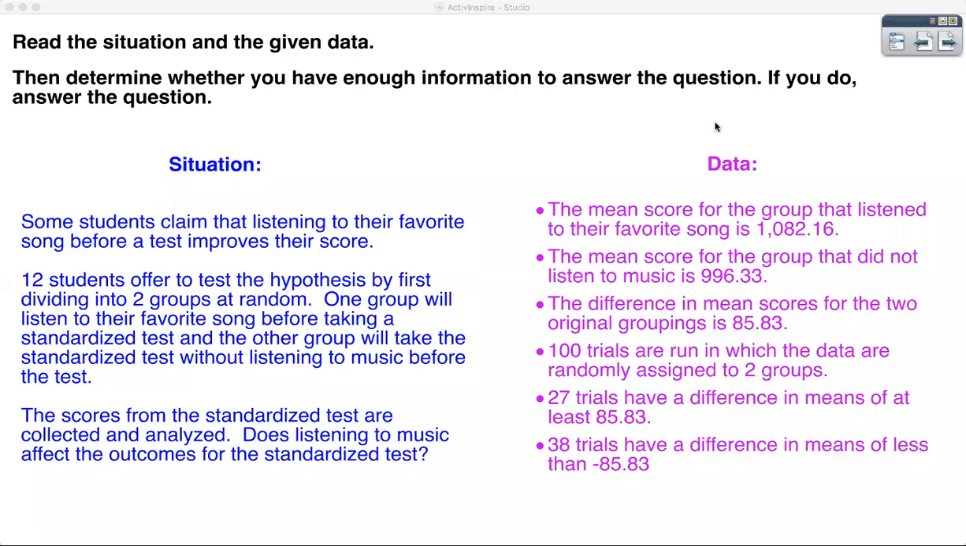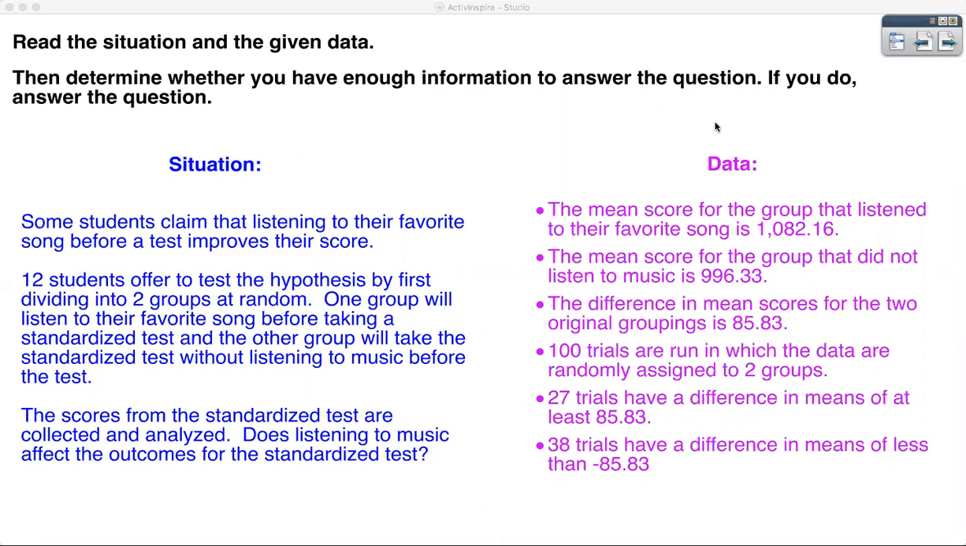All right, so let's think this through. One thing that might be helpful in order to determine whether you have enough information is thinking about what the difference in means is from the original grouping. This gives you a benchmark against which you could measure the information about the trials in which the data was randomly regrouped. Keep this in the back of your mind for the situation that we're looking at right now and the next experiment that we'll show in a few moments.